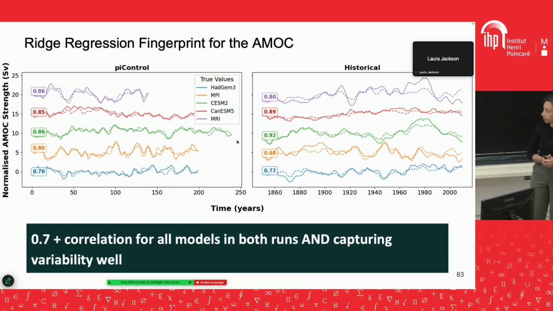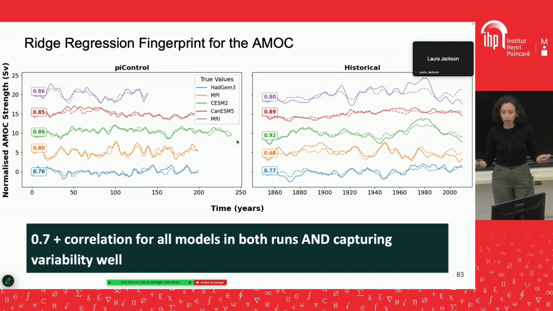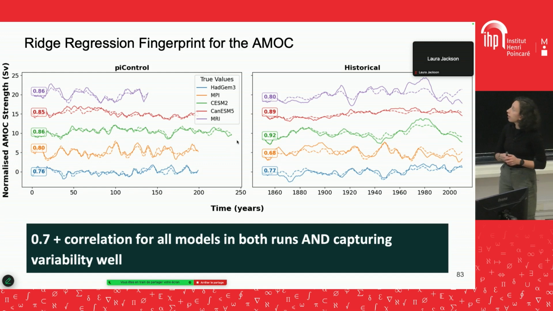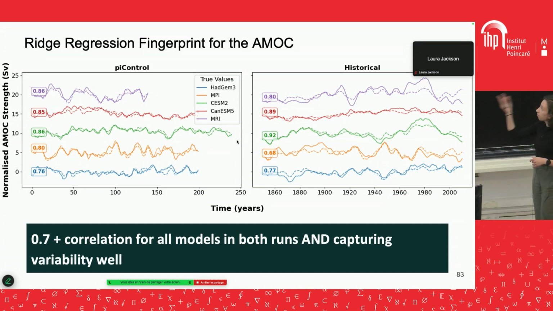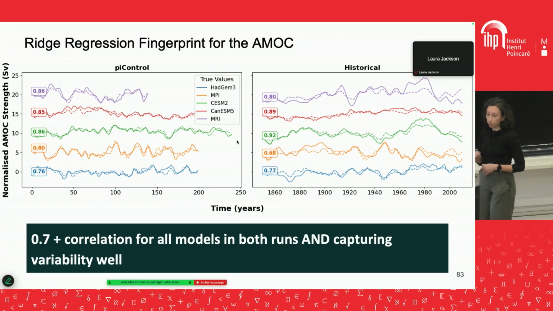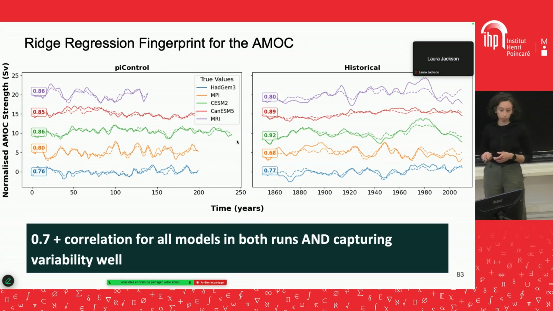And here you have the results. On my x-axis is time in the testing portion of my pre-industrial control, so the last 20%, on the left side, and on the right is the entire historical time series. And the y-axis is the normalized AMOC strength. So in all the 5 models, or system models, that I have used, we have 0.7 plus correlation in both of the runs, and the variability is well captured with a low mean square error.